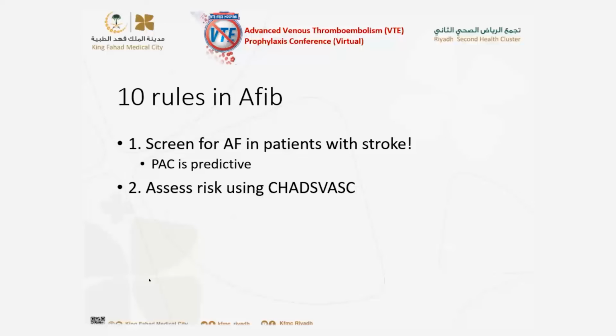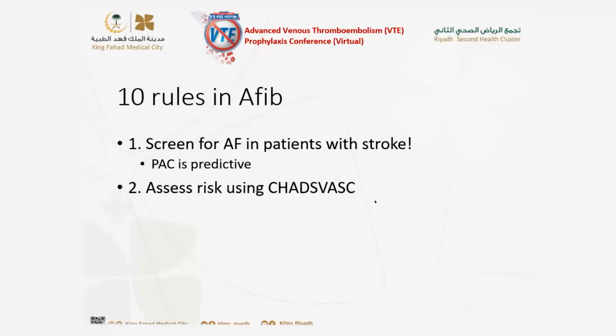So the message here is any patient with a stroke, you really need to look hard for Afib. A single PAC on a 12-lead ECG in patients who are presenting with stroke is predictive of developing atrial fibrillation. So when you see a patient with stroke, and they even have a single PAC, that means that this patient probably has occult atrial fibrillation, and you will see it if you look hard enough.